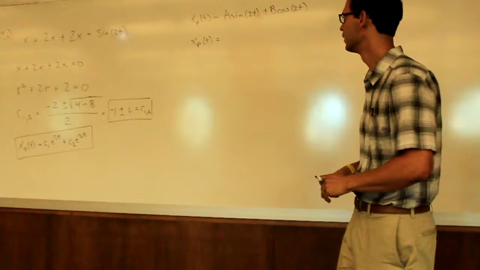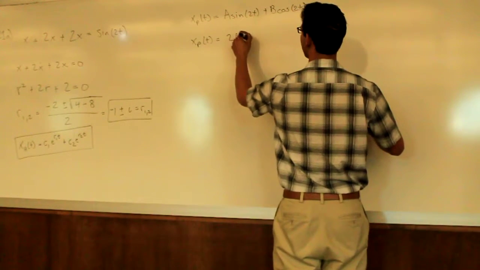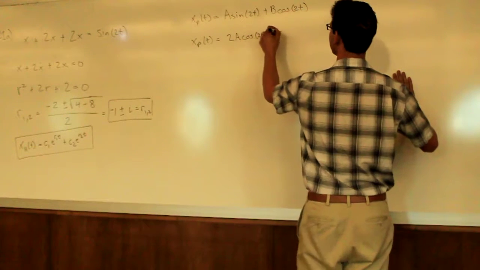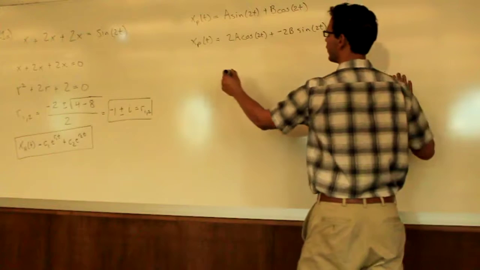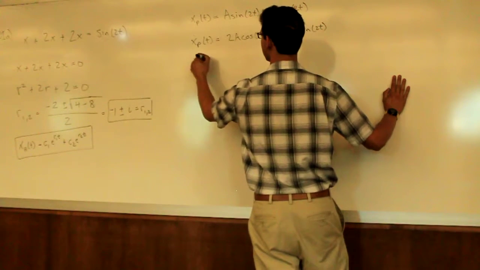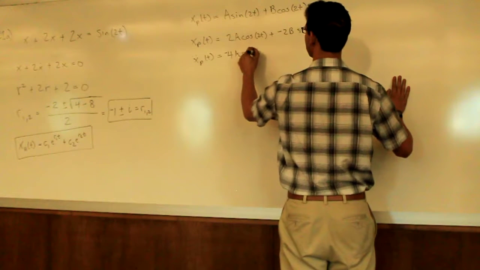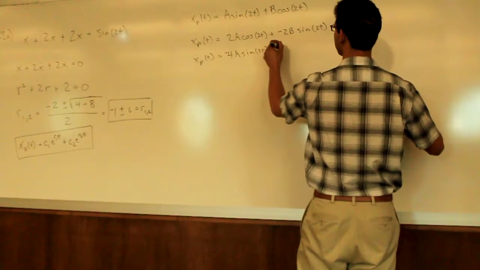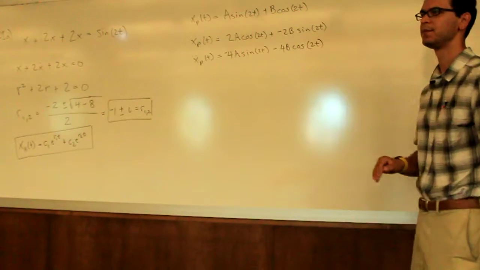Okay, all right, so we're going to take a derivative. So we get 2a cosine 2t plus negative 2b sine 2t. Take another derivative, x double dot p of t, is negative 4a sine 2t minus 4b cosine 2t.